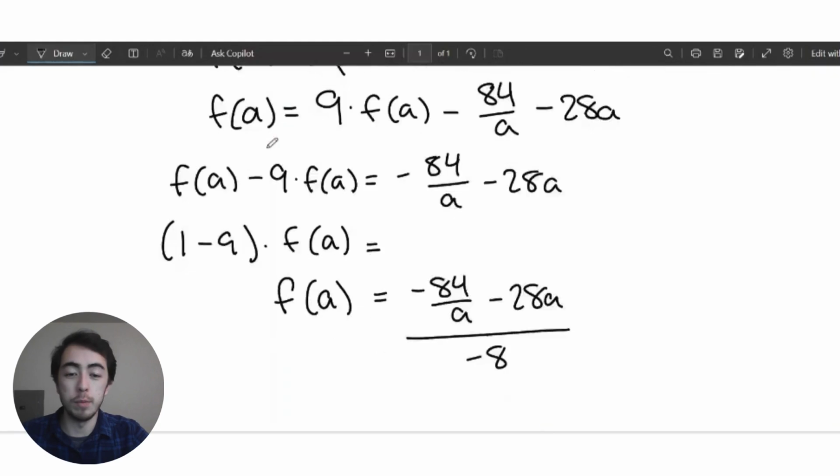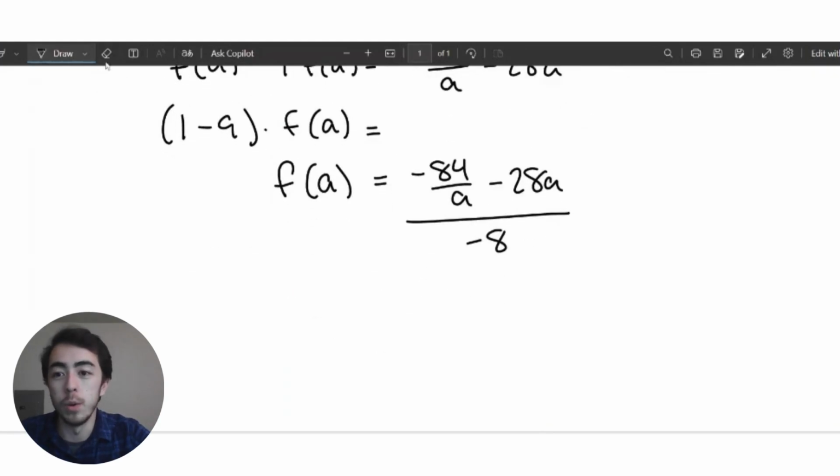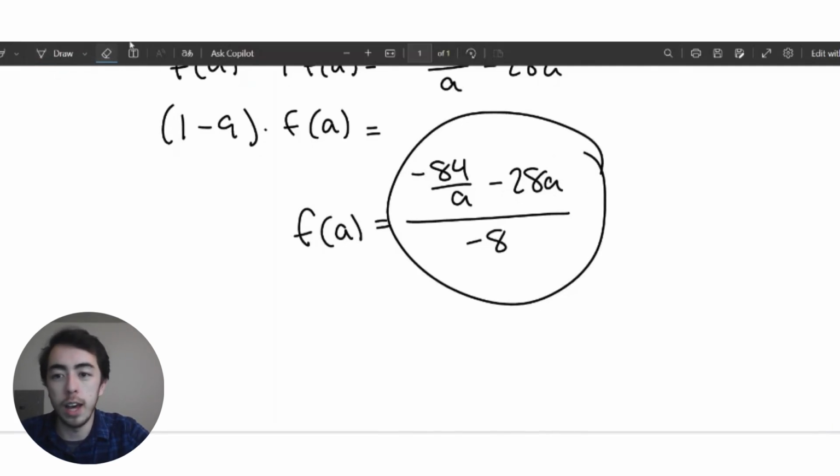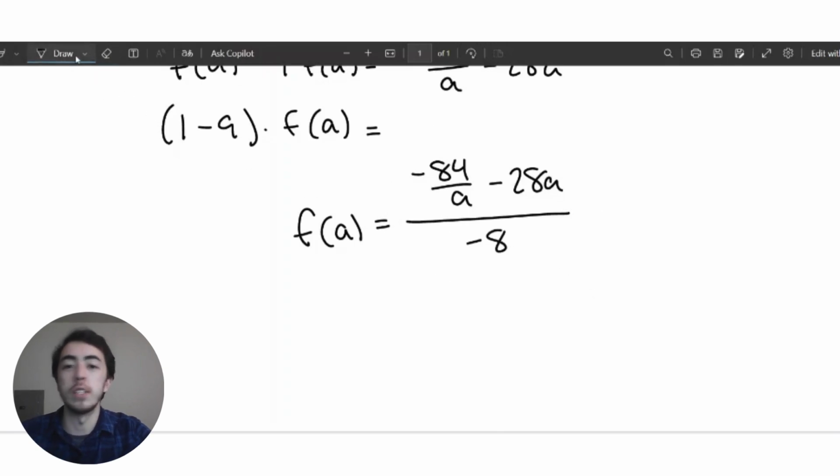And so here is actually my goal. What I wanted to do was isolate this function all by itself. I'm going to center it a little bit more here. And now on this side, I don't have f of a or the function itself at all anymore. I can just plug in a number, do some arithmetic, and get an answer.